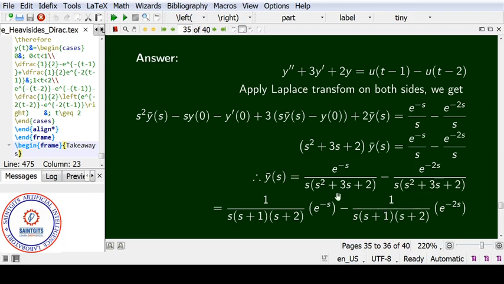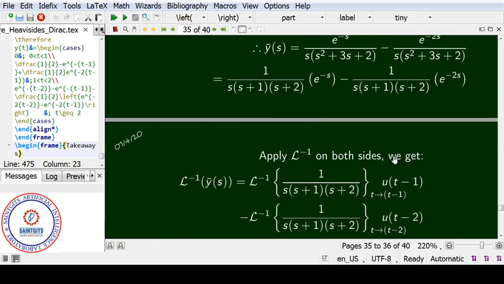Then I can factorize s² + 3s + 2 as (s+1)(s+2). Here I can write 1/(s(s+1)(s+2)) times e^(-s), minus 1/(s(s+1)(s+2)) times e^(-2s). Next step is to apply L inverse on both sides. Note that the fractional part is the same; the only difference is the negative sign. So we take L inverse of this part and substitute here. That's all.